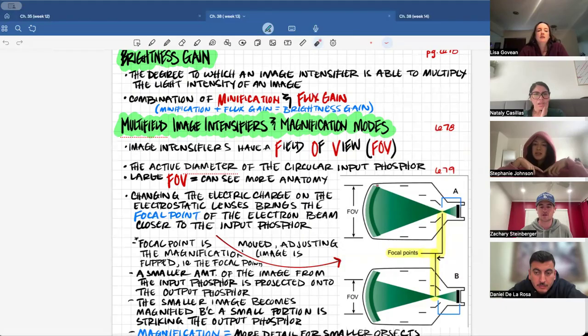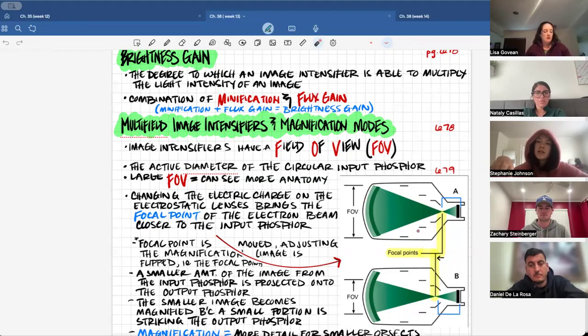I don't think it's a physical thing. I think the minification is just from the input phosphor with the large field concentrating all to the output phosphor, which is a small field. And then in the middle of it, we have this magnification mode, if we use it, which is what's on the C arms, that I never understood before.